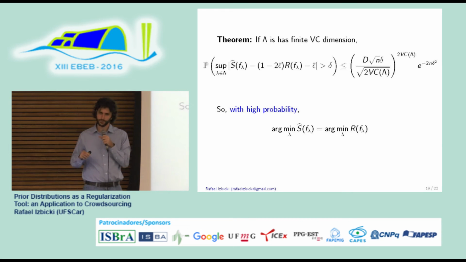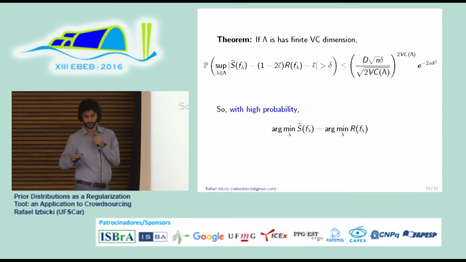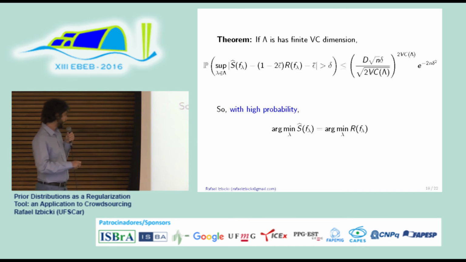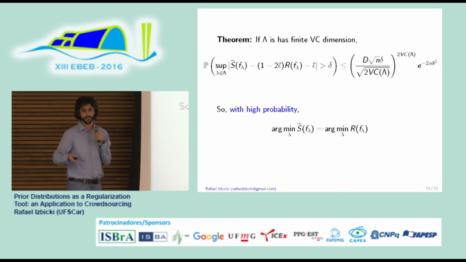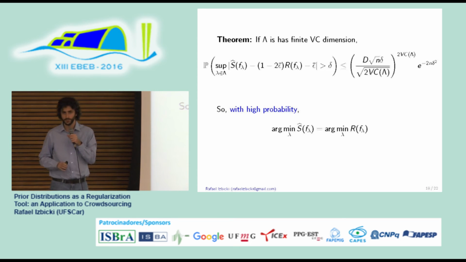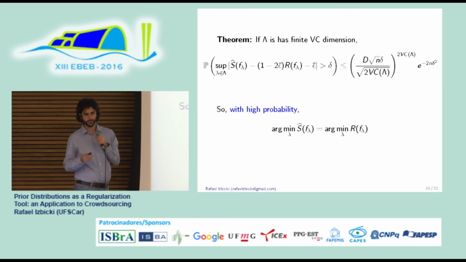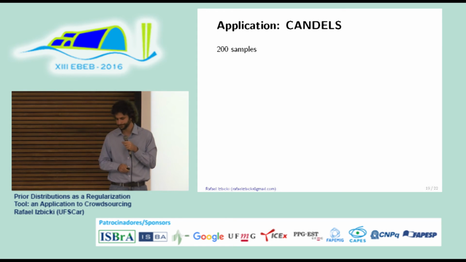And a consequence of this theorem, stated here in a loose way, is that with high probability, the classifier you get by minimizing our score is the classifier you would get if you could minimize the true risk function. Okay? So this theorem is showing that our score is really valid in this sense of giving the best classifier. Of course, this is really loosely stated, but that's the general idea.